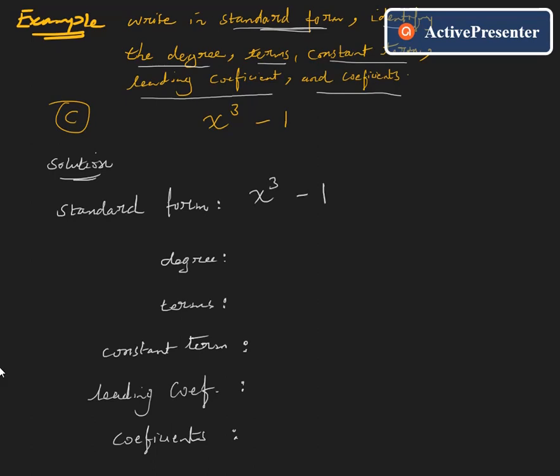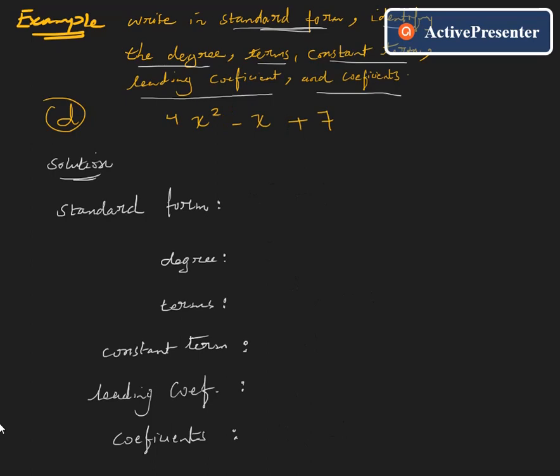So the degree is what? 3. The terms we have x cubed and minus 1. The constant term is minus 1. The leading coefficient is 1. The 1 multiplies with the highest degree. The coefficients we can say 1 and minus 1.